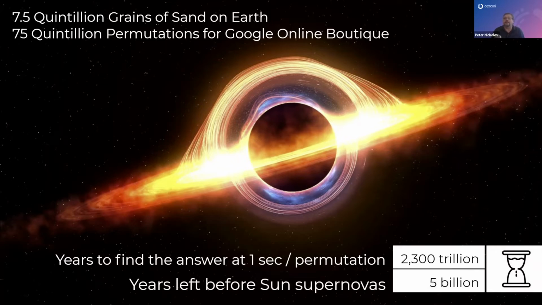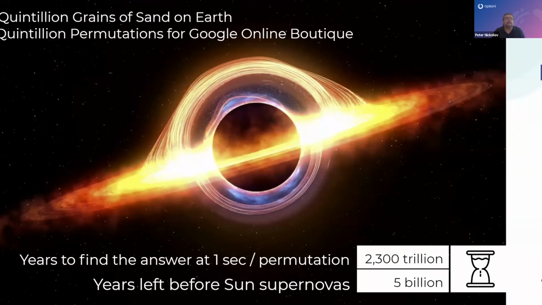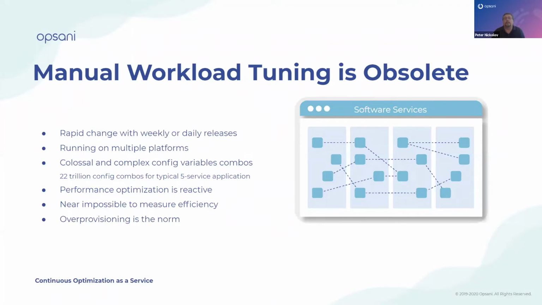So I hope this gives you an understanding of the depth and the complexity of the problem. And even if you go with a more advanced algorithm, say a binary search, the scale of the problem is so big that it cannot be solved through traditional means. Where I'm taking you with this is that tuning cloud workloads manually just is not feasible.